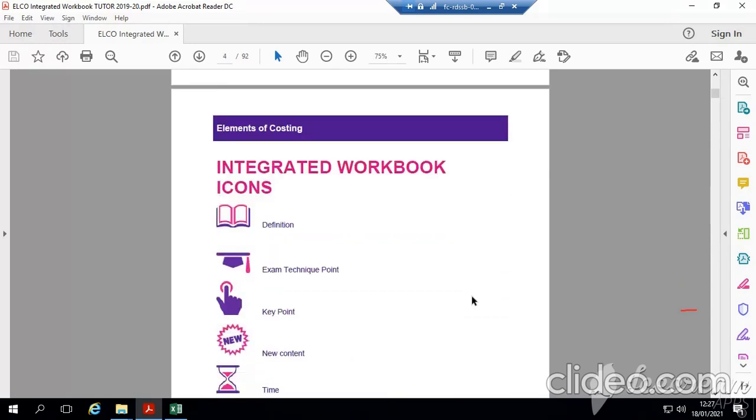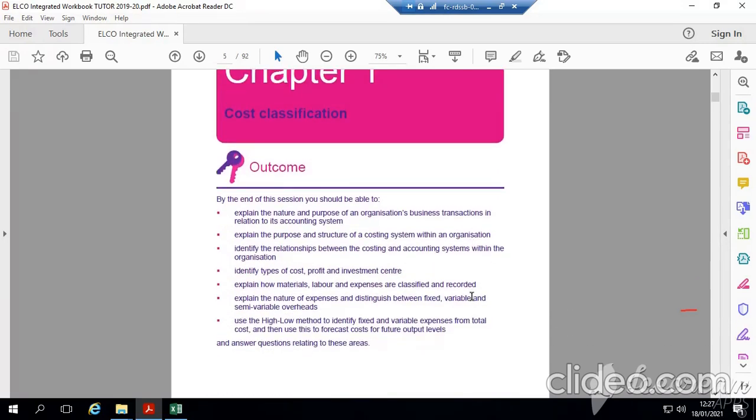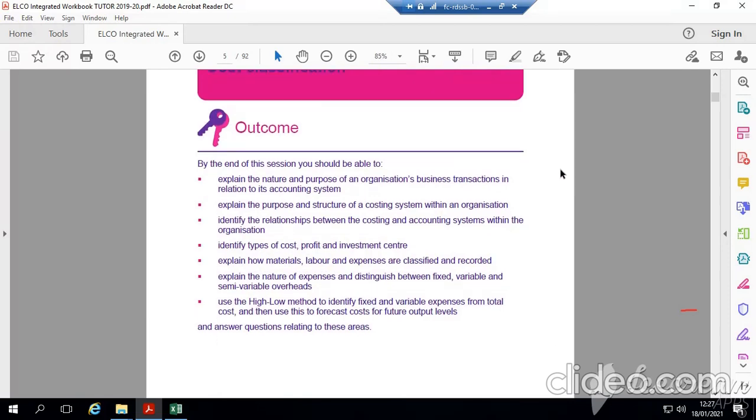Okay, so now we're going to focus on the cost classification chapter. Hopefully by completing this chapter you have a good understanding of the nature and purpose of the business in terms of the transaction and in terms of the association with the accounting system. Then explain the structure of costing system. Then identifying the association between the costing and accounting system within a business.